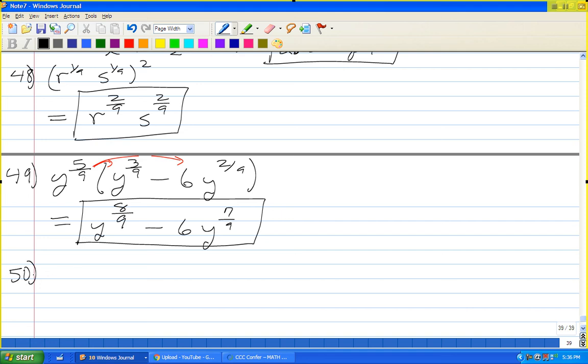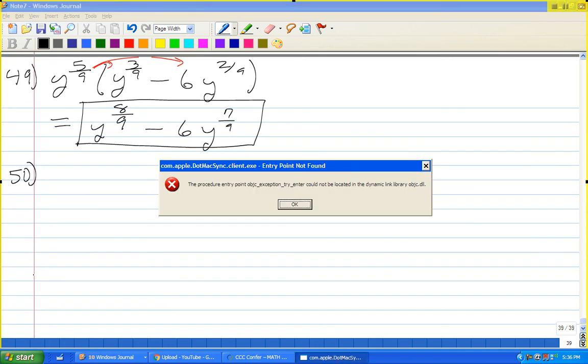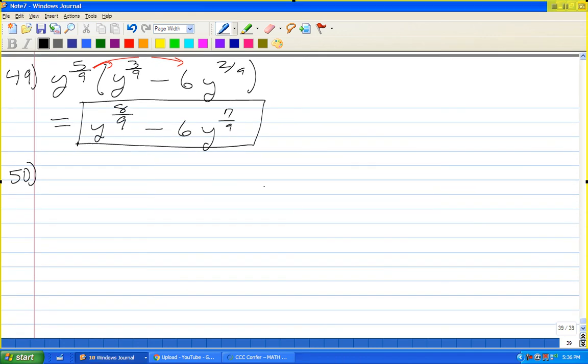50. Negative 4 p to the 3/5 plus 6 p to the 4/5, minus 4 p to the 3/5 plus 6 p to the 4/5.